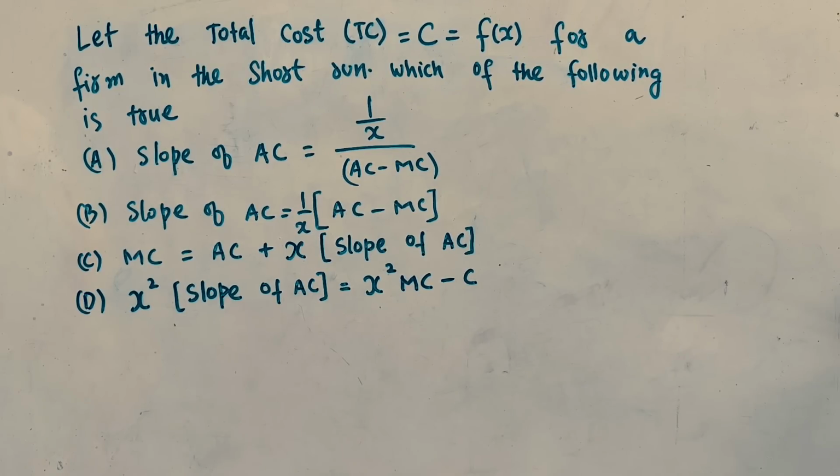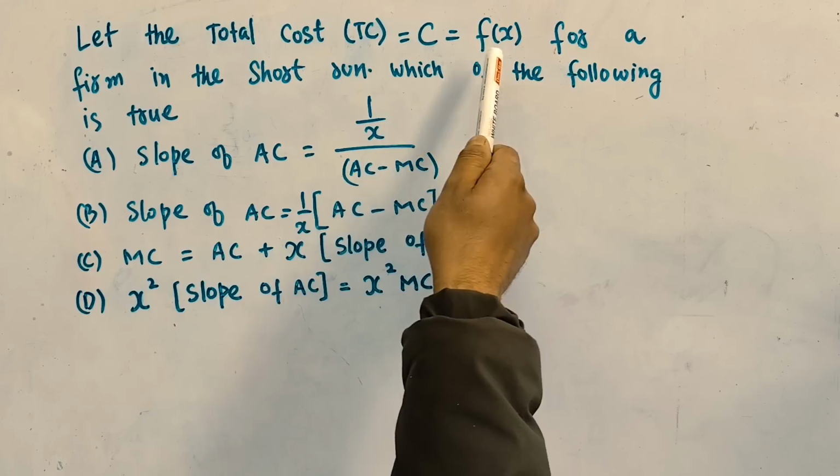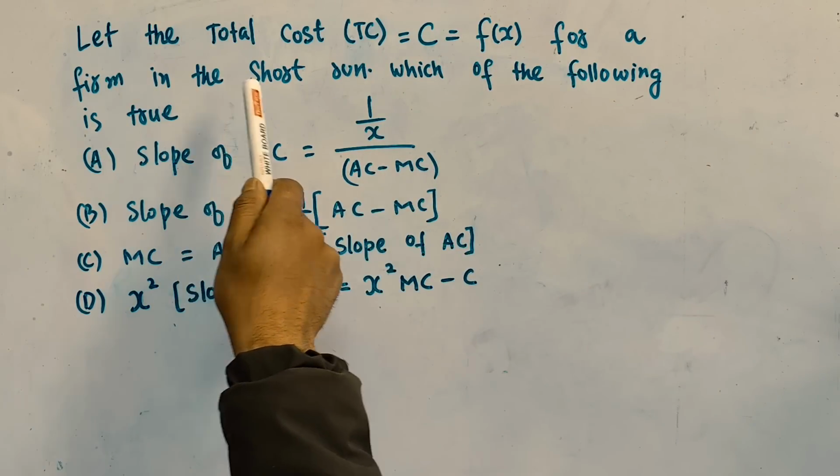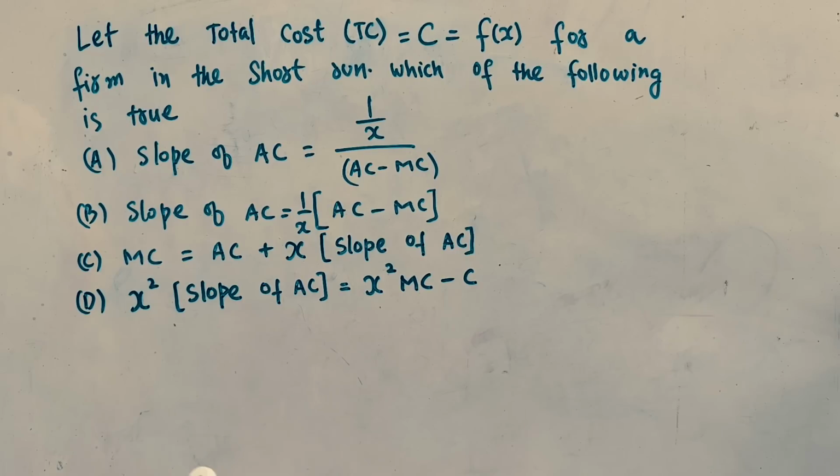In this video, we will solve a question on the relationship between marginal cost and average cost. The question is: let the total cost, TC, equal C, which is equal to f of x, for a firm in the short run. Which of the following is true? We are being given options and we need to find out the correct option.